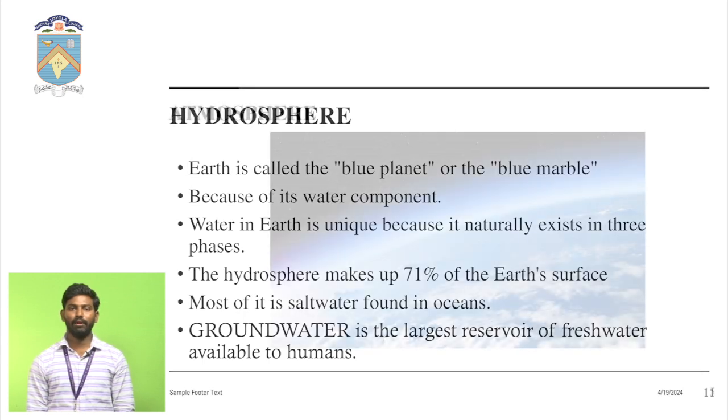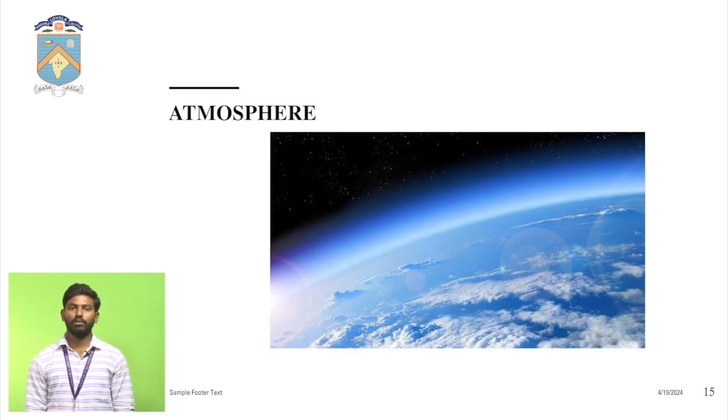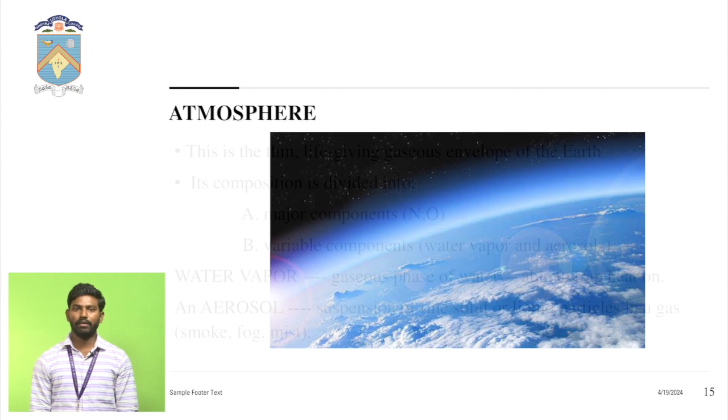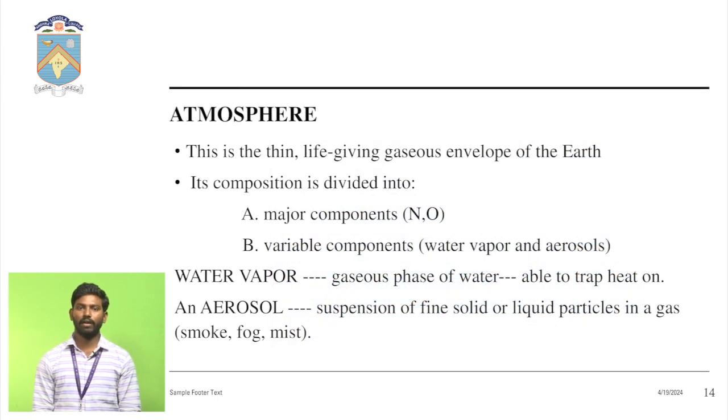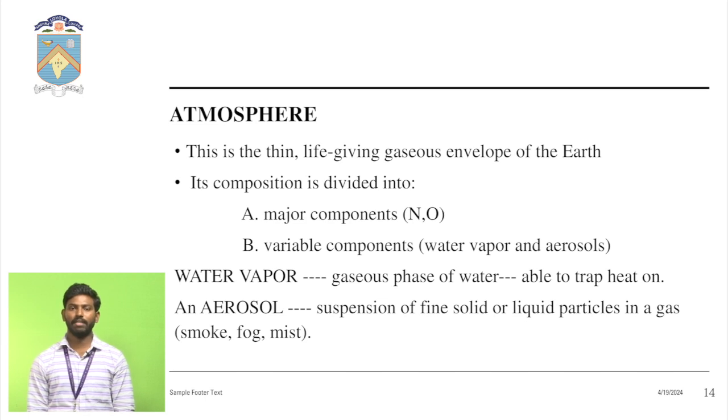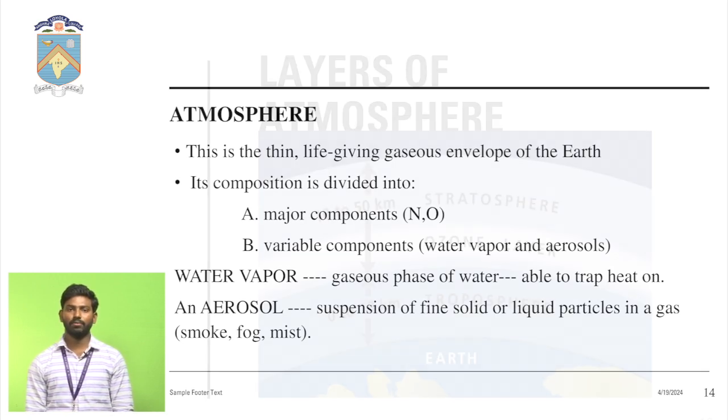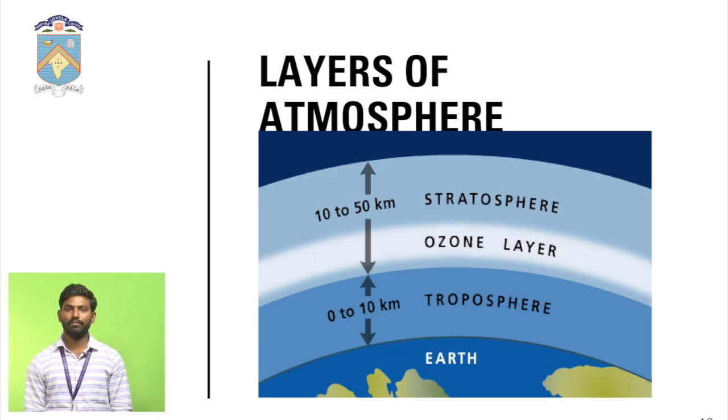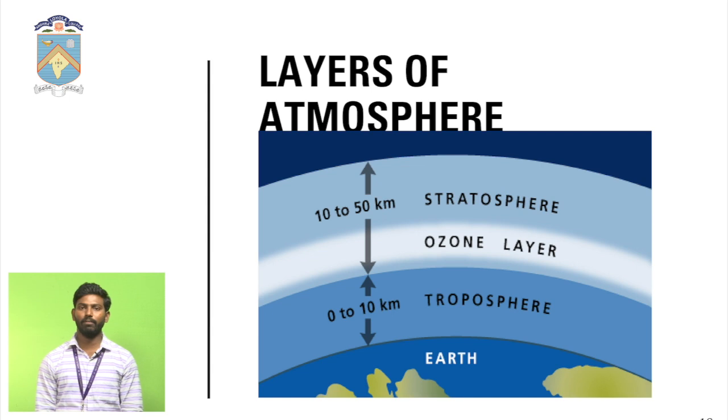And the next one will be atmosphere. Atmosphere is nothing but which is related to air. There are so many things which are useful for our daily life, and we have many gases which are present in the atmosphere. Most of them, 80% of gases, are present in the atmosphere, and in this we have different layers. The first one will be troposphere, the second one stratosphere, the third one mesosphere, the fourth one thermosphere, and the fifth one exosphere.